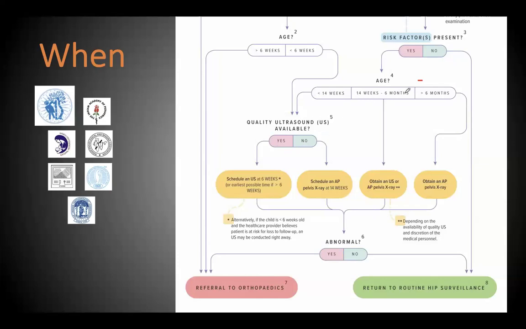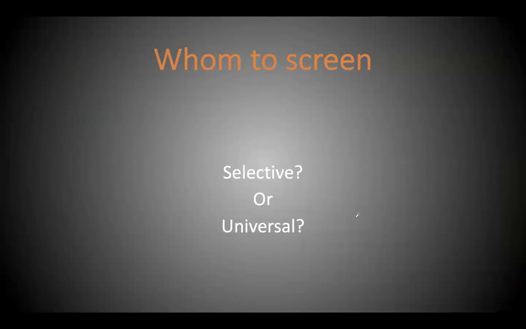If the child is between 14 weeks to 6 months, you can get an ultrasound or an X-ray based on what is available to you easily. If the child is more than 6 months, then you can get a pelvis X-ray. And depending on what you find, whether it is abnormal or normal, then you can decide on the treatment. So then there is this ongoing debate of whether we should be doing selective or universal screening.